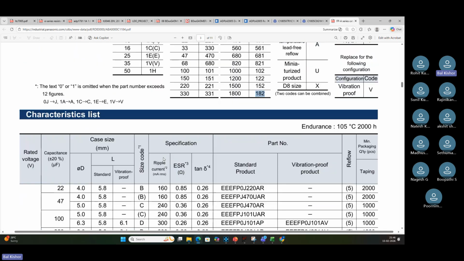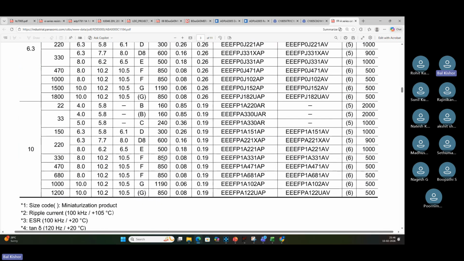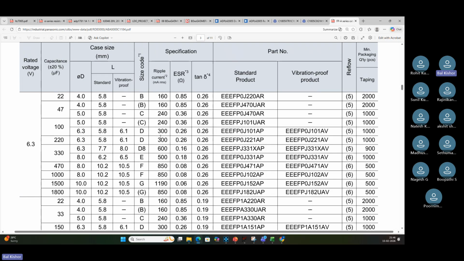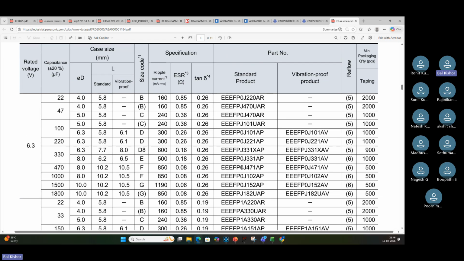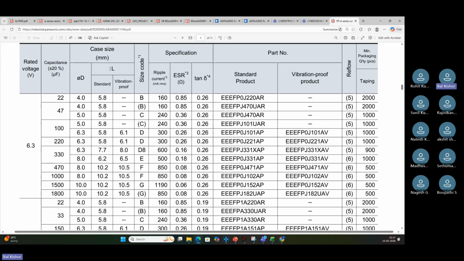So it is always a good idea to go ahead with DigiKey and find the part number. Otherwise, in the data sheet, they have given complete part numbers with different capacitance and different ESR values and their size and all. So size, case size, you can see you have a diameter and lead spacing. So they have given you vibration proof products also. If you want to see 100 microfarad, we have without vibration proof components and with vibration proof components.